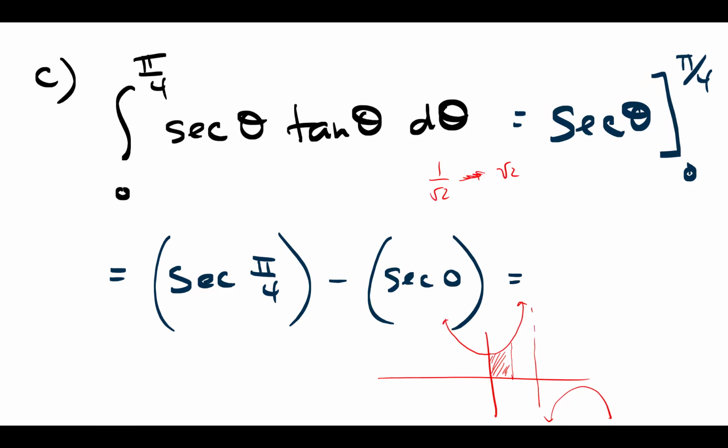Secant of pi over 4 is the reciprocal of cosine. Cosine is root 2 over 2, and the flip of it would be root 2. And secant of 0 is 1 over 1, which is just 1. There it is. So the area is actually root 2 minus 1. Root 2 is about 1.4, subtract 1, so about 0.4-ish. But this one actually gives us the exact value. That's the important part there.